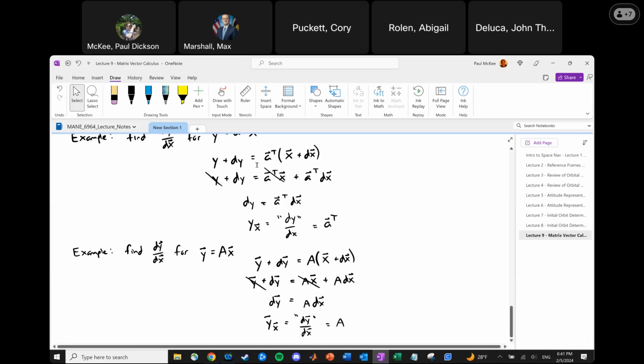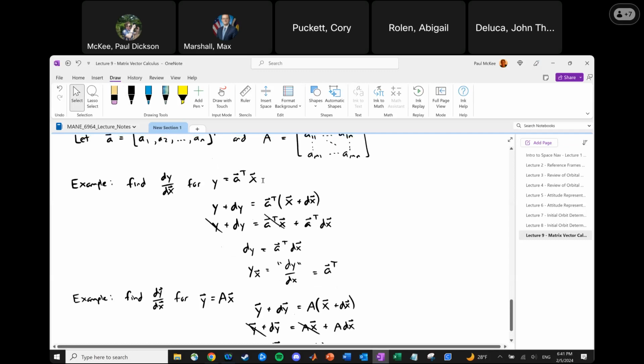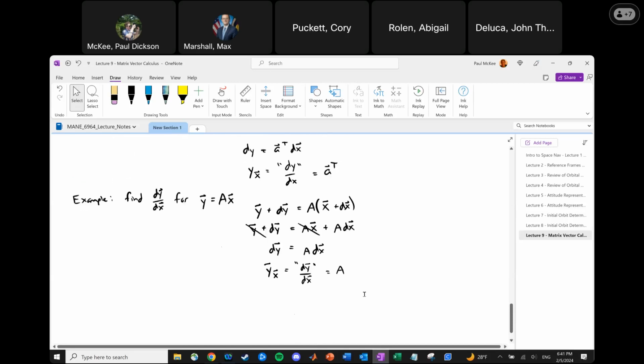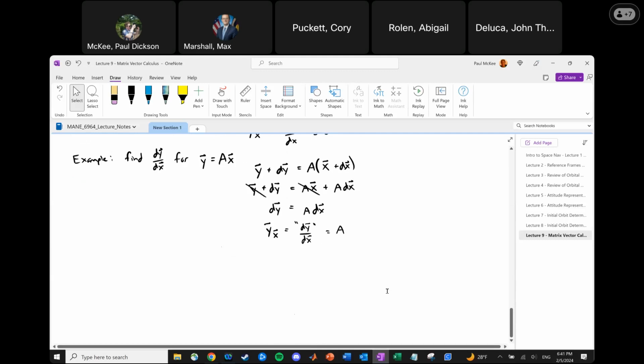It's the same exact idea. If y is a transpose x, where a is a vector, taking the derivative with respect to x just drops the x. Same thing that we're used to with regular calculus. If y is a matrix times x, then taking the derivative of the vector y with respect to the vector x just drops the x again, and we're left with A. Hopefully that's like, all right, things are getting a little bit better. Okay. Let's do one more example. This one's going to look a little bit hairy, but bear with me here.